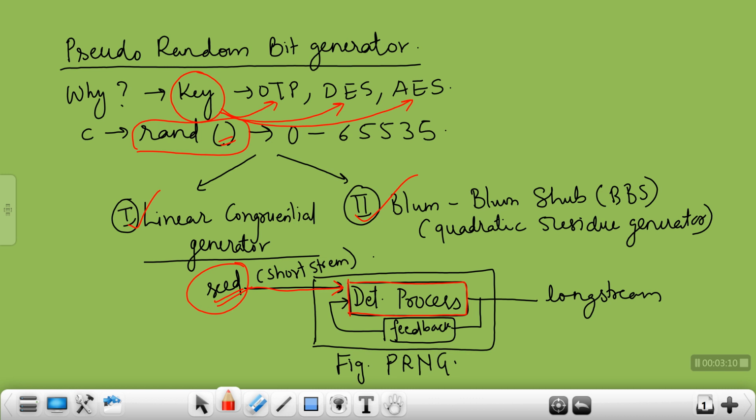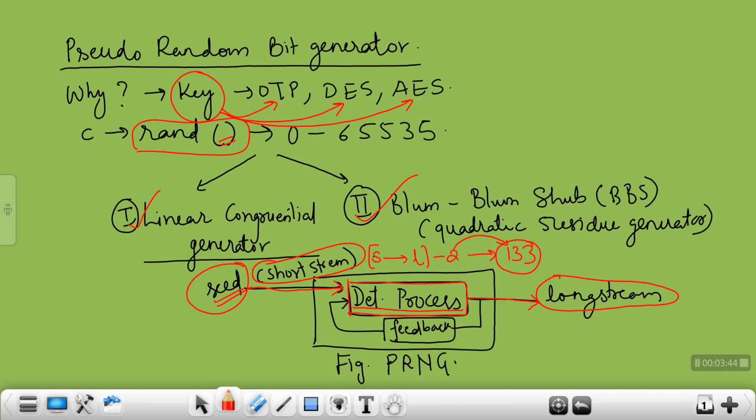So initially the seed value is given to this deterministic process. This process is nothing but the formula which we are going to use to generate a random number. When the seed value is given to the deterministic process, it gives me an output. The seed value will be a short string, and the output that we get will be a long string. For example, if I give the input as 2, I will get an output like 133 or 144. So for this seed value of 2, I am initially getting the output.